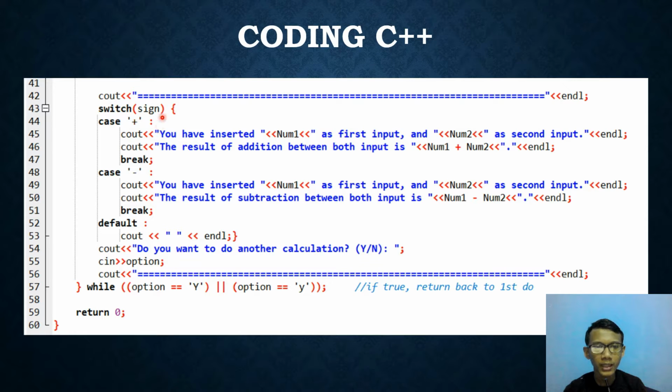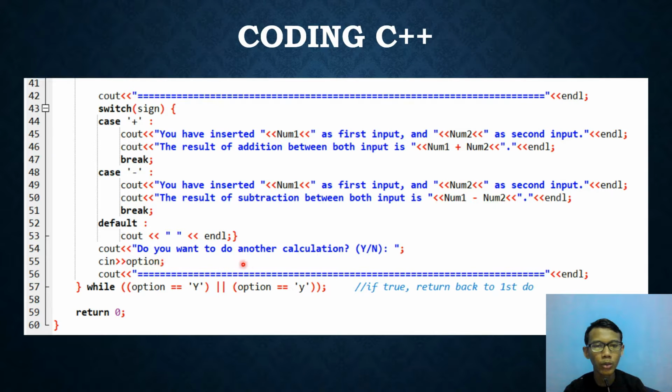In the case of sign is plus, we will display: you have inserted number 1 as the first input and number 2 as the second input, and then we display the result of addition between both inputs, which is number 1 plus number 2. But if the sign is minus, we display the result of subtraction between both inputs, number 1 minus number 2. The switch statement must have break, and then we have default.